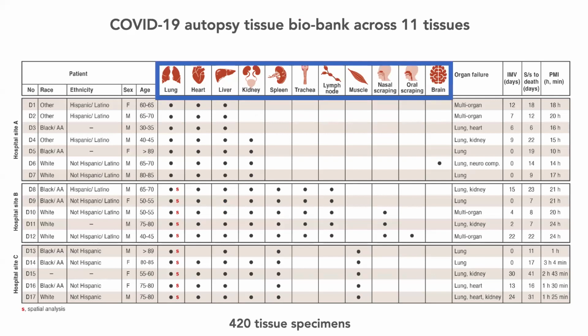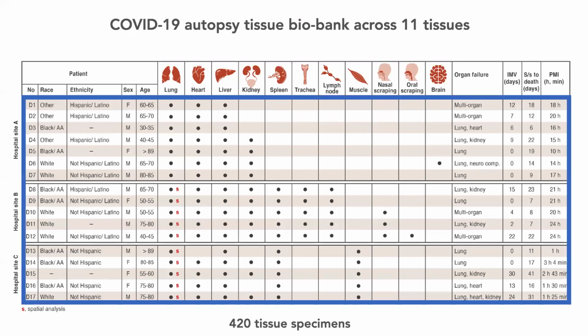So again, we collected as many tissue types as we could that are highlighted here, but notably the types of tissue that we were actually able to collect really varied across hospital sites. And each row in this table represents the information from one donor. And the metadata we collected included type of organ failure experienced by the donor, days on ventilation or IMV, days from symptom start to death, and post-mortem interval, which is the time from death to autopsy.